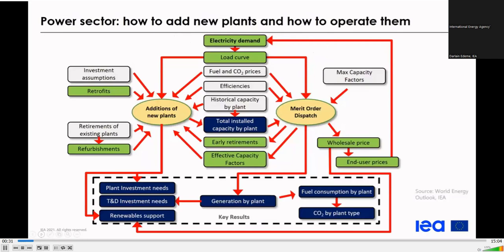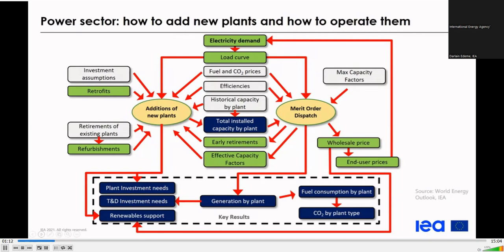Power sector is very complex, and we will present this slide in more detail in dedicated sessions on modeling of the power sector. But the two main questions we want to answer looking at the future of the power sector are: what will be the new plants we need to add? This is based on the existing stock of power plants and how they will evolve when they are retired, and with the increase of the demand. So based on investment assumptions on refurbishment of existing plants, we will be able to estimate the need for new plants to be added.